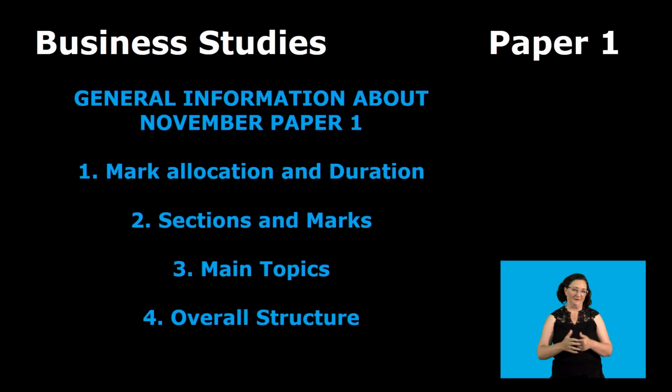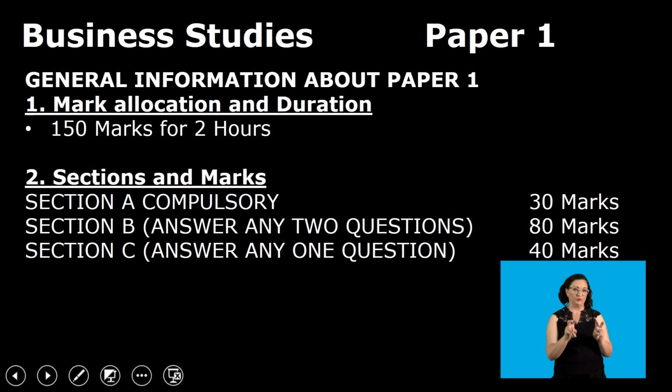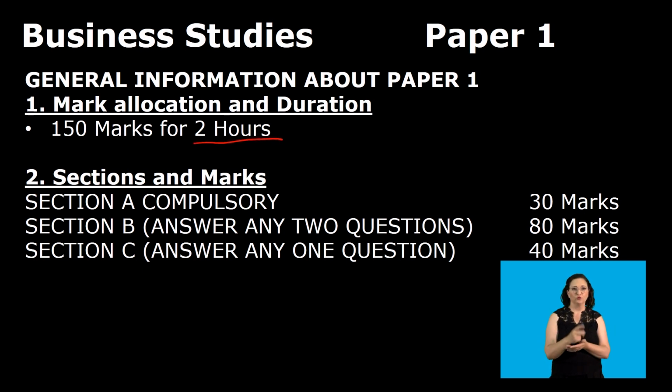Right, so the general information about the November Paper 1 is that, number one, we're looking at the mark allocation and duration. As you know, the paper is out of 150 and it's written for 2 hours, but I'll be explaining this just now. And then the sections and the marks, we'll be looking at the main topics as mentioned and the overall structure. Now, let's start here. Mark allocation and duration. How long is the paper? The paper will be written for 2 hours, 150 marks. So your Paper 1, 150 marks, and it's for 2 hours.